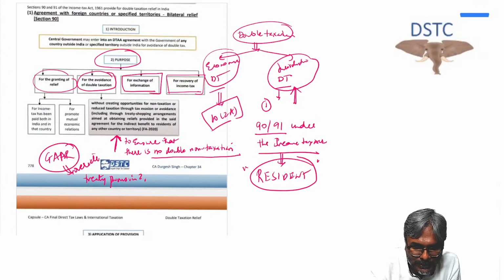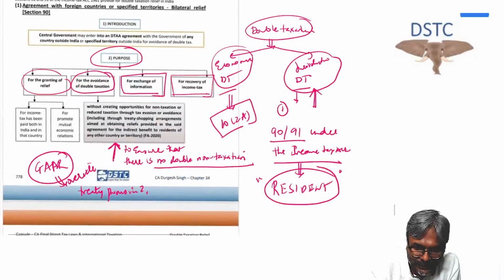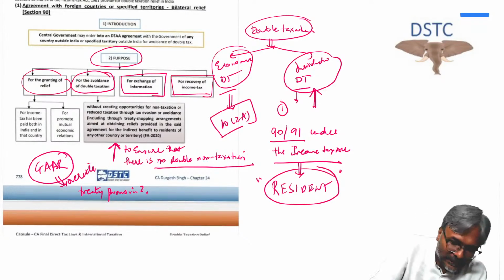So I was talking about, students, double taxation. It is of two types. And what are those two types? Economic double taxation, and the other one is juridical double taxation. Now, when you talk about these two, the economic and the juridical double taxation, what does it exactly mean, students?